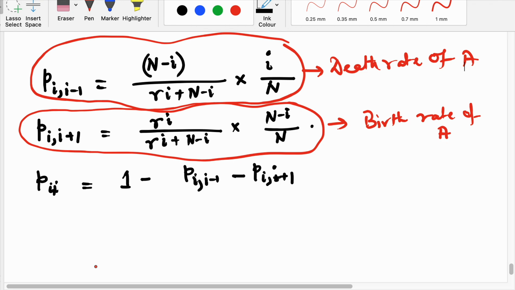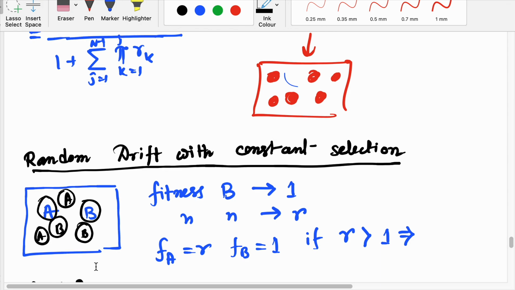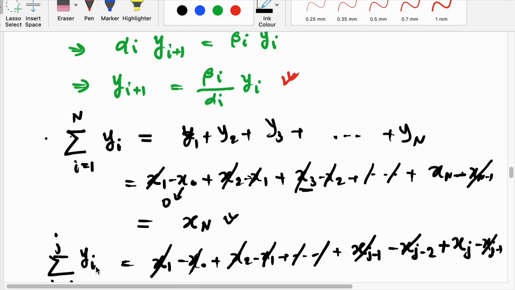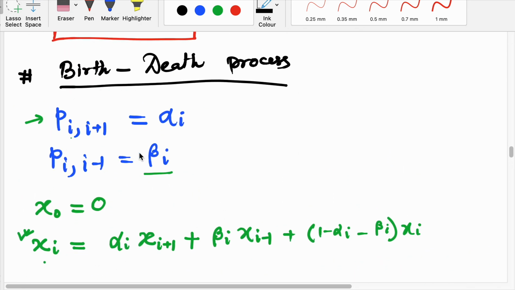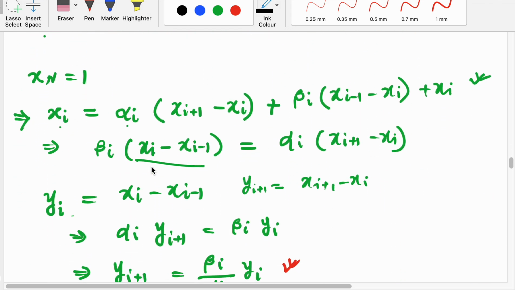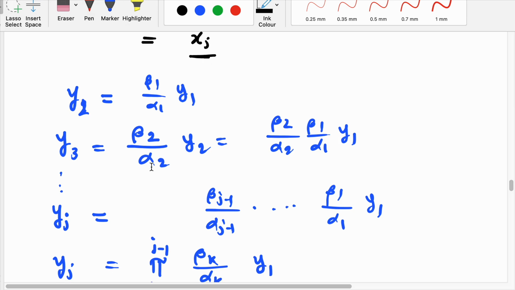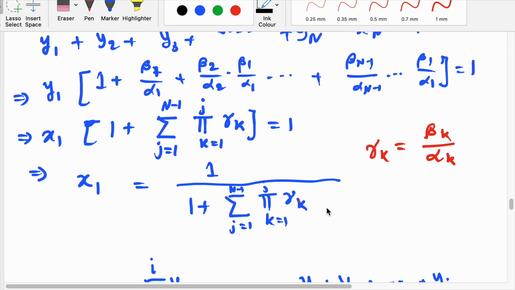Yeah, I understood this. Now if this is the death rate and birth rate, then we can go back here, and we have already studied what the process will be for a general birth rate and death rate. So if the general birth rate is alpha i and the general death rate is beta i, we know from this calculation what the fixation probability will be. The fixation probability can be written in terms of gamma k, and what is this gamma k?